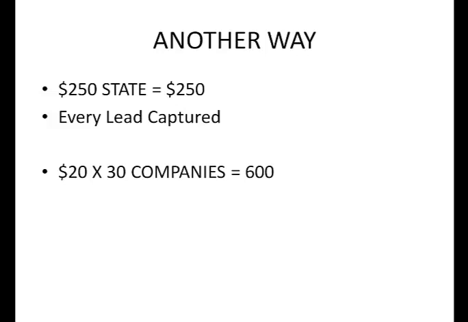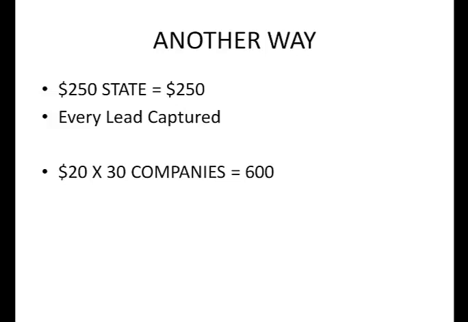Now, remove the barrier to entry. So rather than say, look, give me $250 per month per state, what if you said to the company, I only work on results, so what if you paid me $20 for every lead I send you? Okay, now imagine you had 30 companies, and each one of those 30 companies would pay you $20 for that lead. Now let's do the math. So if we had $20 per lead times 30 companies, it equals $600. So you've gone from $250 for that state to $600 for that state.